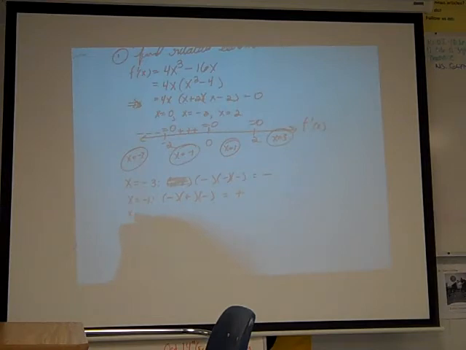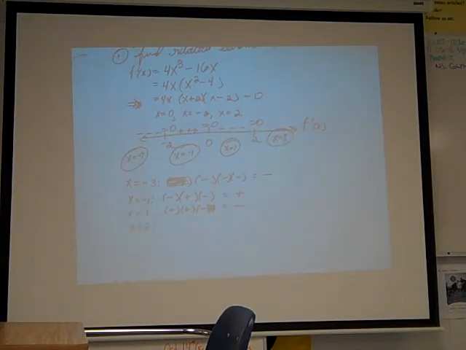We select a value between 0 and 2. We said x equals 1. We plug it in. A positive number, a negative number. It's just a negative number. Positive times positive times positive. Positive times positive times negative is negative. So, negative on that interval.